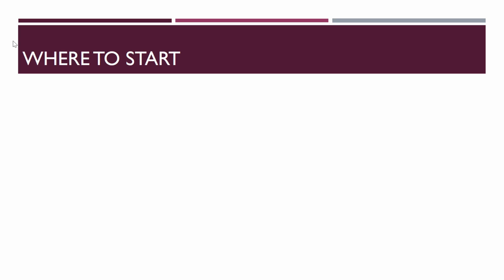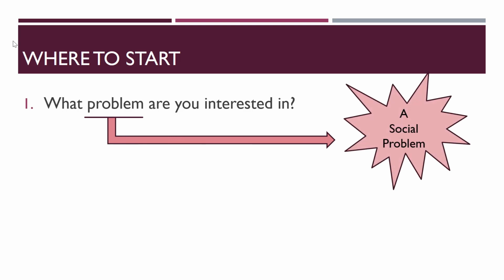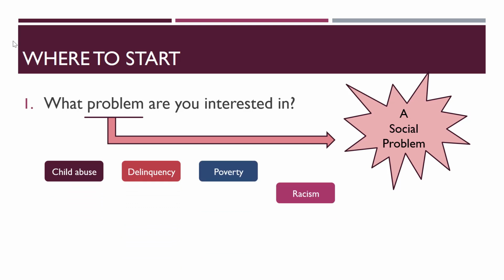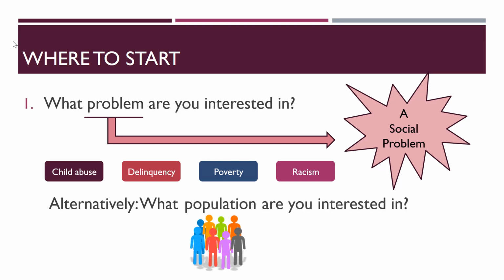The first place we usually start is asking what problem we're interested in understanding more about. And in this case, for social workers, when we say problem, we're really referring to social problems. So all of those social problems that you reviewed in your history of social welfare policy class last semester. So things like, for example, child abuse, delinquency, poverty, racism, these are all social problems that social work researchers are interested in investigating.